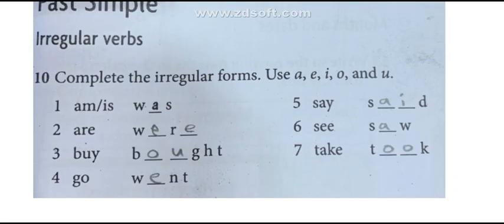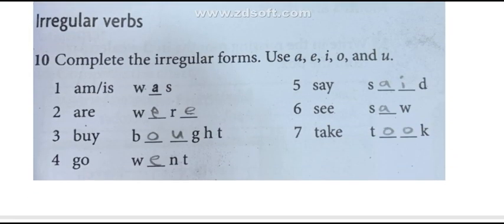Now we come to this exercise. Past simple irregular verbs. We have regular verbs and we should write the irregular verbs in the past forms. For example, the past of these two verbs: is, was; are, were; buy, bought; go, went; say, said; see, saw; take, took. Here we have the present form. Here we have the past form.